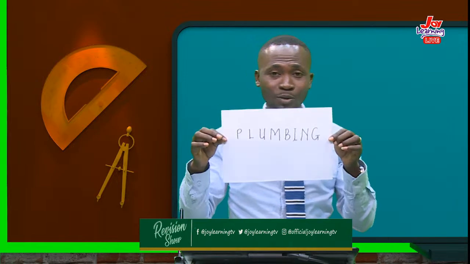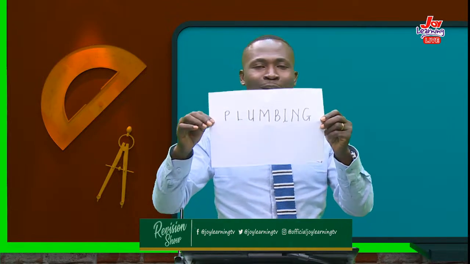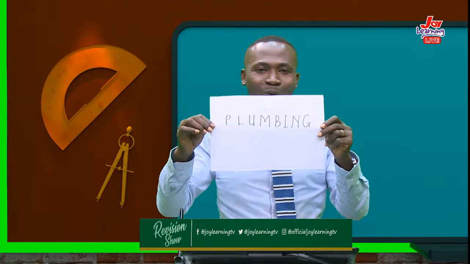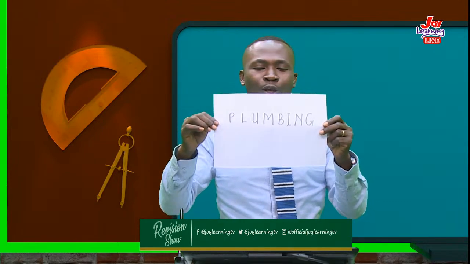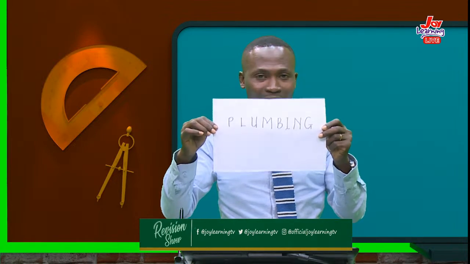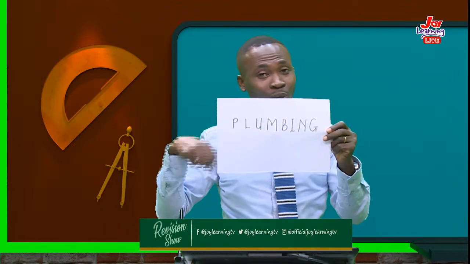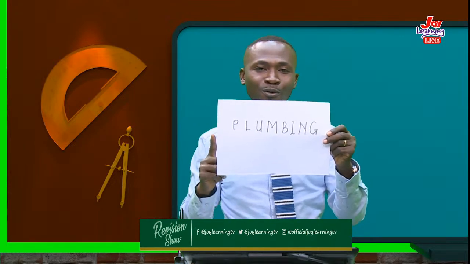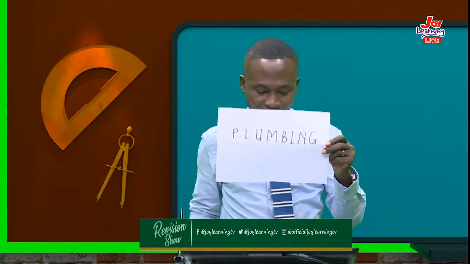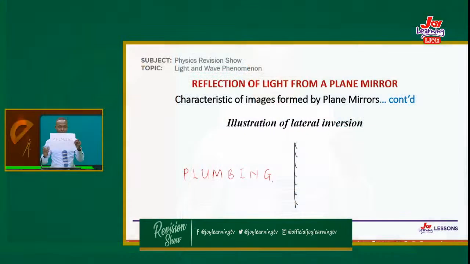So in exams, when I give such a question, get your paper and write the word on a paper like this. Now you can trace these words from behind the paper. When you trace how they appear, that is how the mirror is going to reflect it. So let me try and see the tracing of the word plumbing. I'm going to do that with my pen. And then I'll show you to the camera and then you'll see.